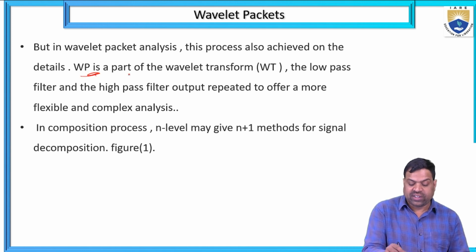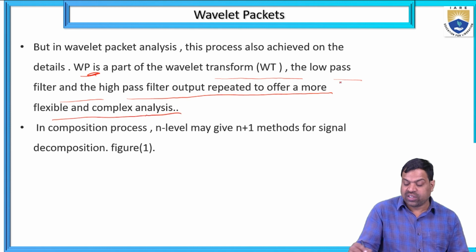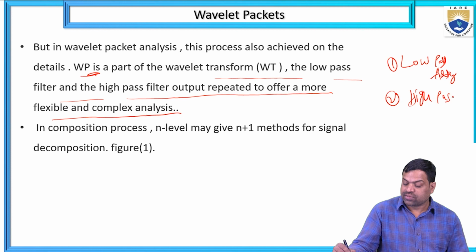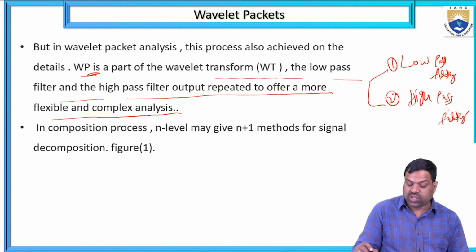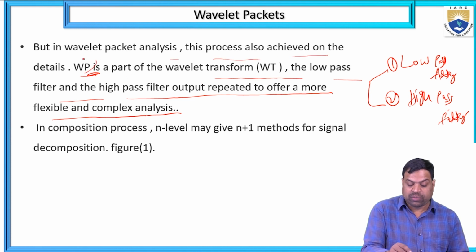The wavelet packet is a part of the wavelet transform. The low pass filter and the high pass filter outputs are repeatedly used to offer a more flexible and complex analysis. So if I'm taking the low pass filter and high pass filter, this analysis is achieved on the detail. The wavelet packet applies the low pass filter and high pass filter repeatedly to offer a more flexible and complex analysis.